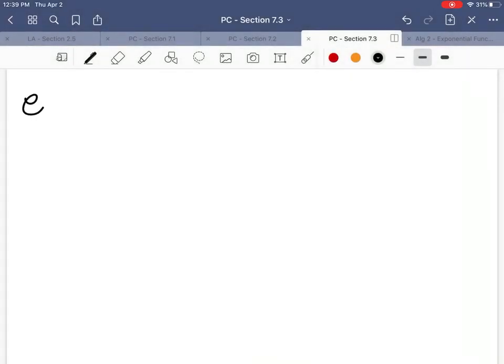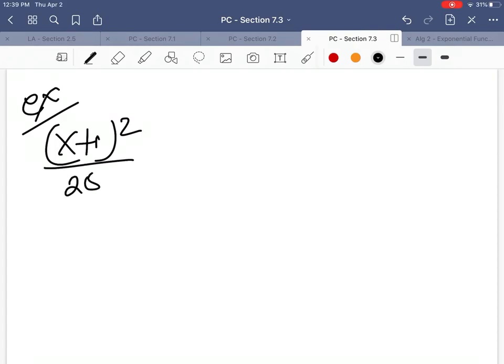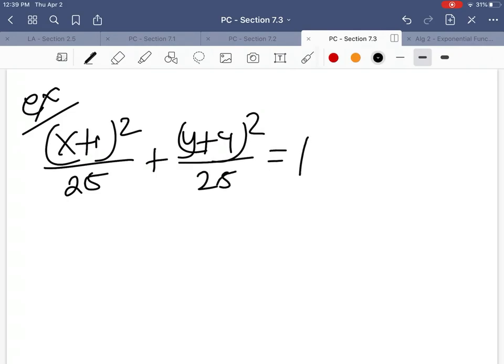All right, and so let's say you had x plus 1 squared over 25, plus y plus 4 squared over 25 equals 1. And so you're thinking about it like, that's an ellipse, but it goes 5 in the x direction and 5 in the y direction. So you're going to have an ellipse that's going the same amount in each direction. That is just a circle. So be careful for tricky questions.